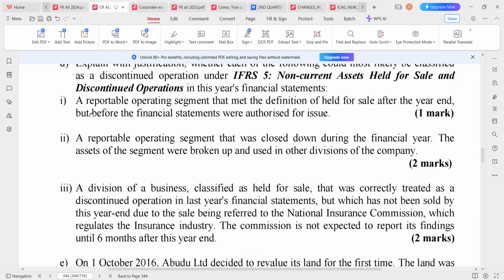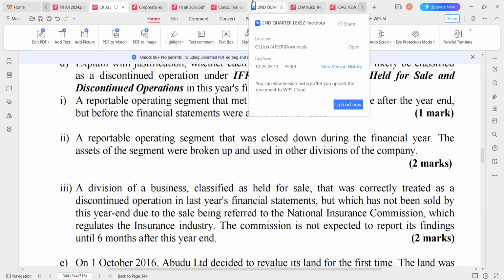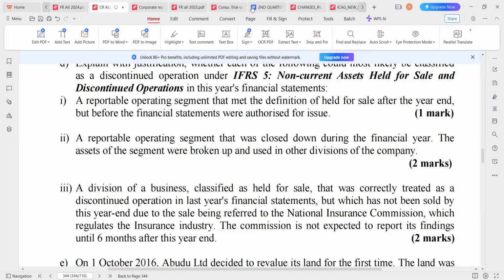No, but the segment has been closed down, right? Yes. Once you have closed down, once you have discontinued, it qualifies. Agreed. No. Have you seen UT Bank? Yes. Have you seen UT Bank?